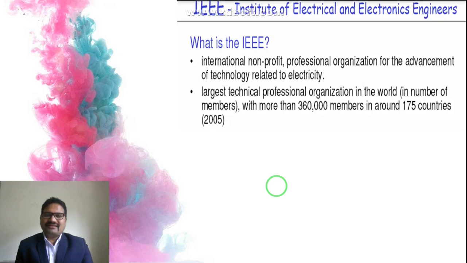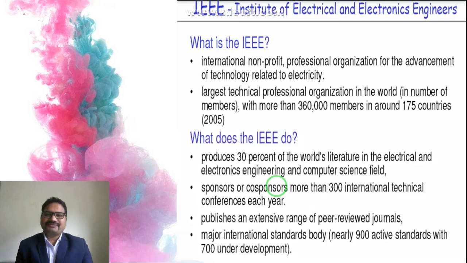Basically, IEEE is an international non-profit professional organization for the advancement of technology related to electricity. And you know, it is the largest technical professional organization in the world with almost 360,000 members in around 175 countries.